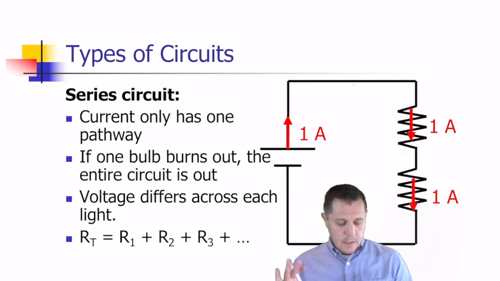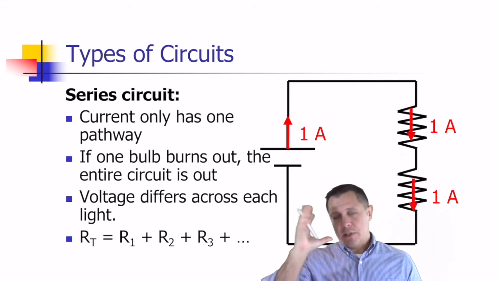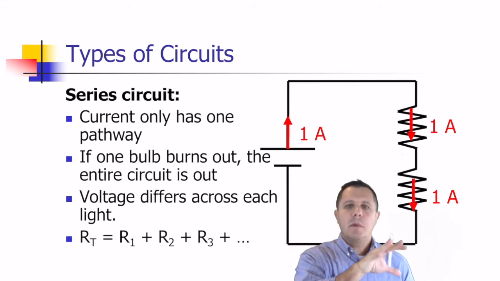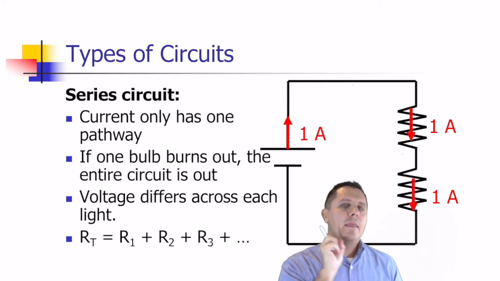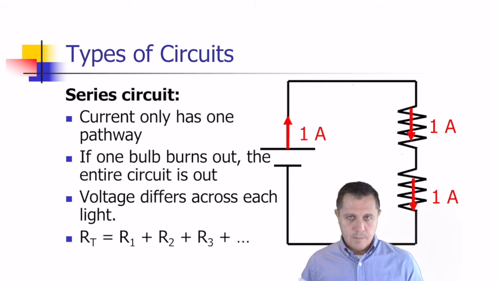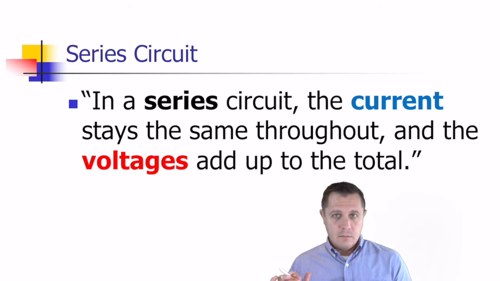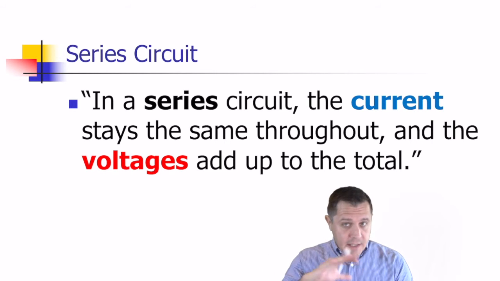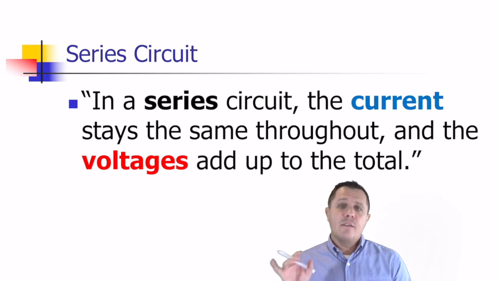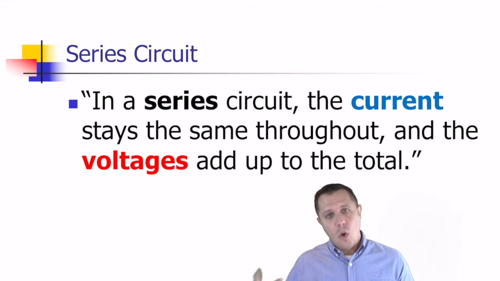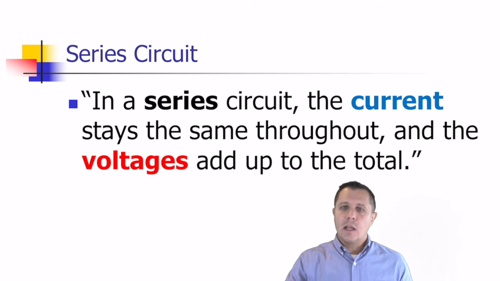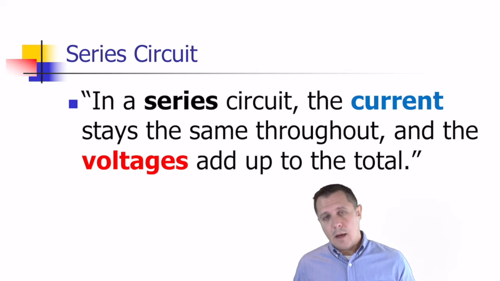Okay, so let's think about this and put this in perspective so that we can make a statement about series circuits and then compare it to parallel circuits. So in a series circuit, okay, the current will stay the same throughout, and the voltages will add up to the total, as in the battery. Okay, so I'll say it again. In a series circuit, the current stays the same throughout, and the voltages add up to the total.